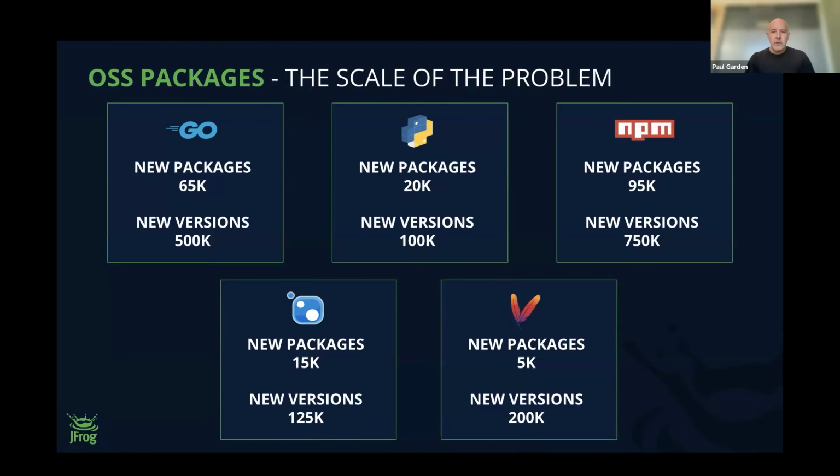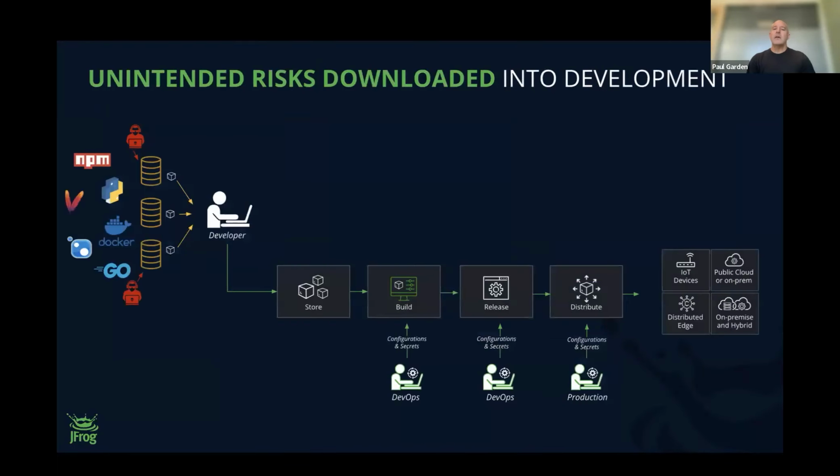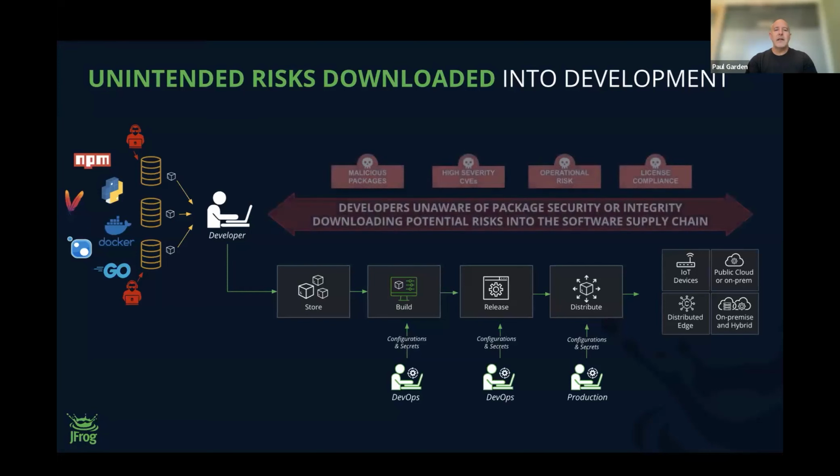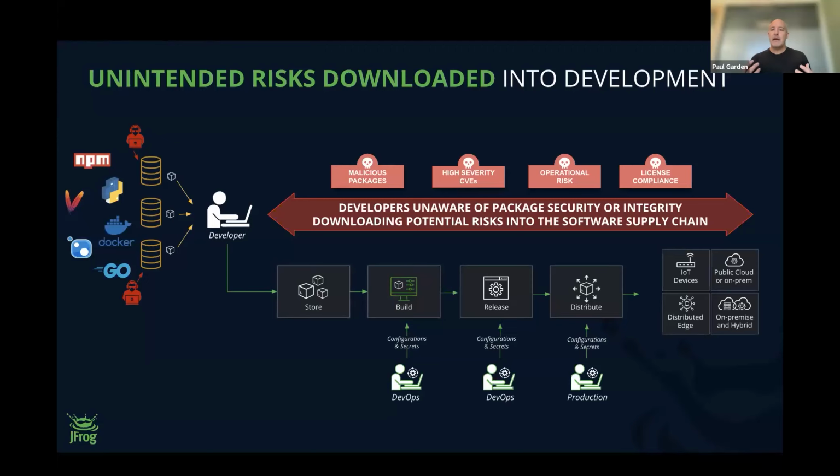So the idea of JFrog Curation is to take this headache away from developers and have them focusing on what they care about, which is just writing code. So today, the problem is the developer is very busy, and they're just pulling packages from different repositories, whether it's Maven, Python, Go, or NuGet. And then, unfortunately, they're completely unaware that they're bringing in packages that may have security or integrity problems. So they're bringing potential risks into the software supply chain.